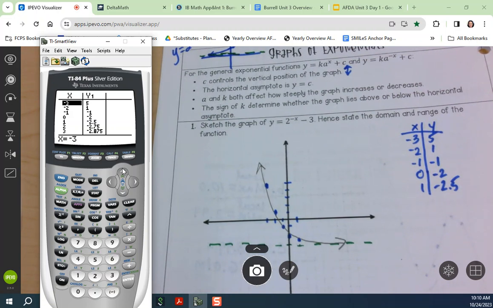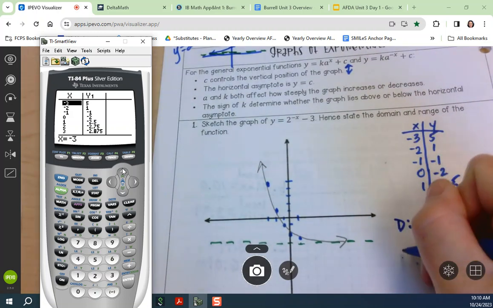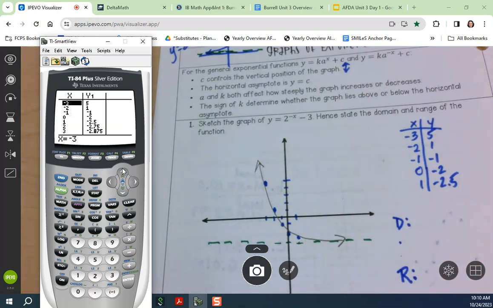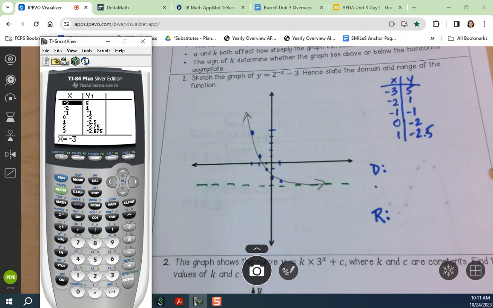All right, so if you haven't yet, take a moment to find the domain and range of the function. I'm going to write it in two different notations just so that you get used to seeing that. So the calculator does lie to you and tell you that you actually get to -3. Why is it telling you that you get to -3?